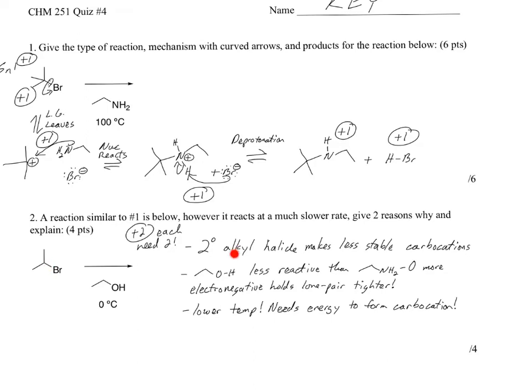Secondary alkyl halide, right, makes a less stable carbocation, so that's going to slow it down. Oxygen is less nucleophilic than nitrogen just because of electronegativity, right? Oxygen holds its lone pair tighter, so it's a less reactive nucleophile. And also that's at a lower temp, right? So you need a lot of energy usually to form the carbocation. So that's going to make this slow step even slower. So I asked for 2, I showed 3.